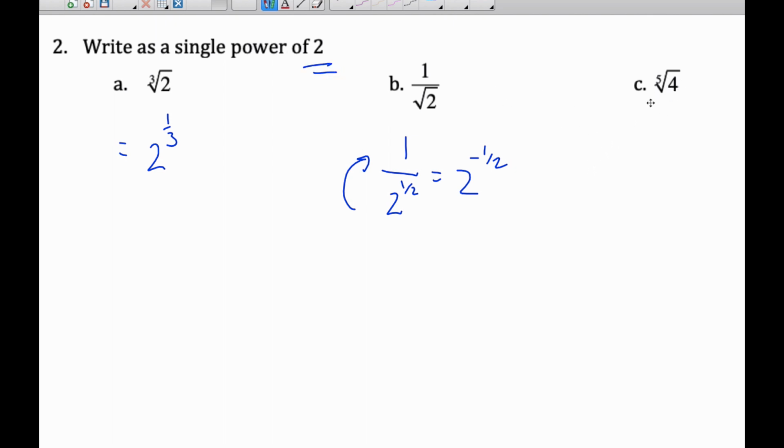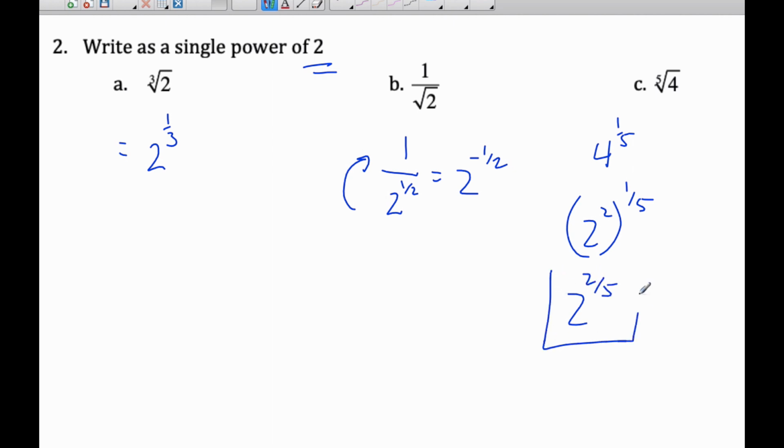If I know the 5 becomes 4 to the 1/5, this is not a power of 2, but it's a special number in terms of 2. It's 2 squared to the 1/5. So then I get 2 to the 2/5, written as a single power of 2.